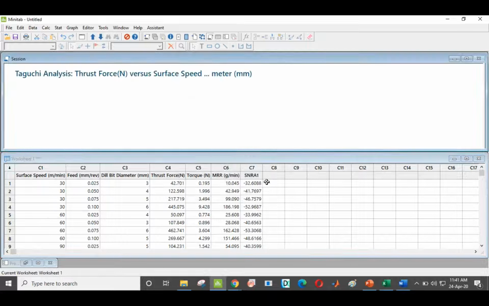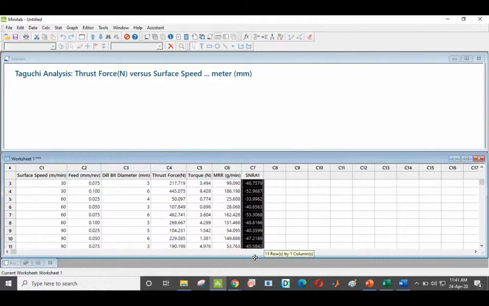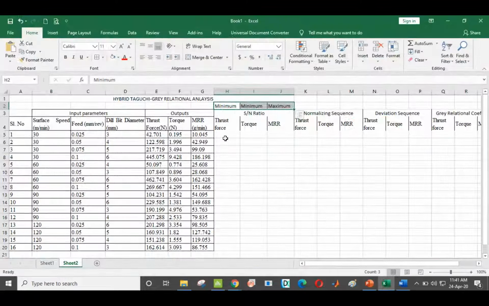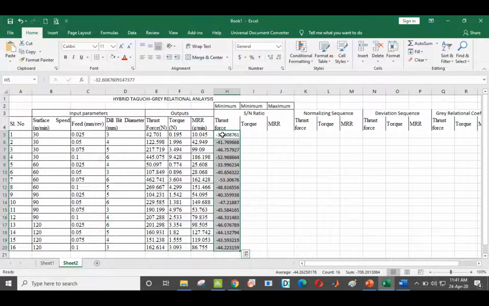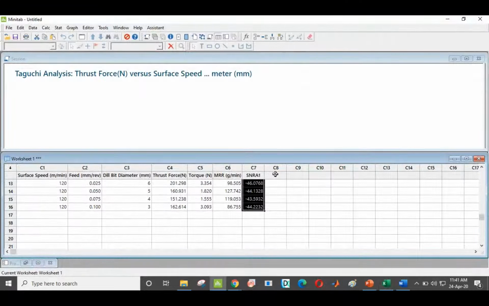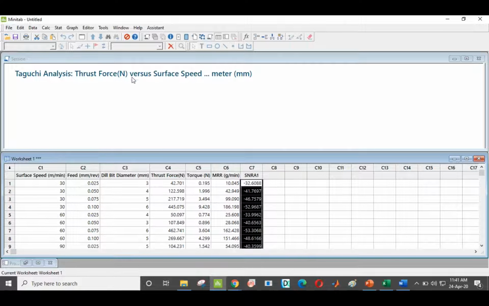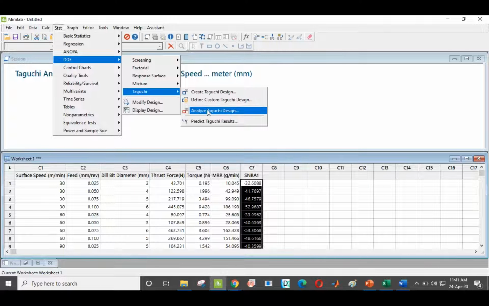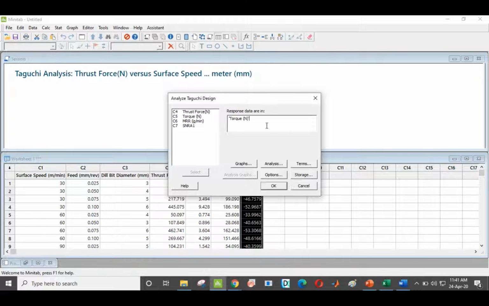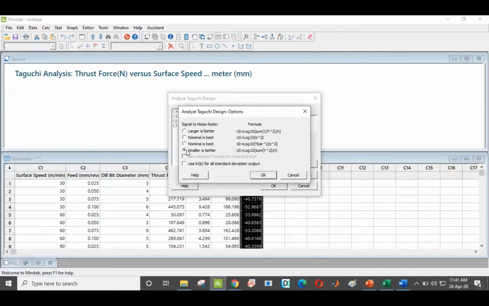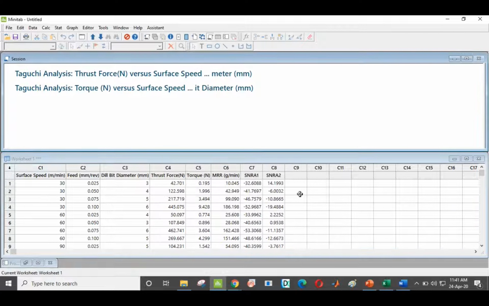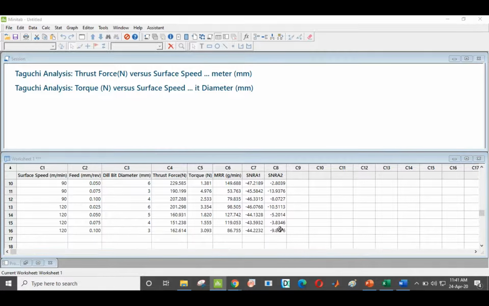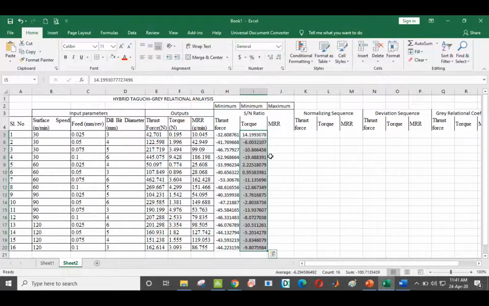Okay, then okay. So this is the signal to noise ratio for thrust force. So just to copy this and just I am going to paste. The second one, Stat, DOE, Taguchi, Analyze. I am going with the torque as my response and check with the option smaller the better, then okay. So this is response to SN ratio. But also I am going to copy and paste.